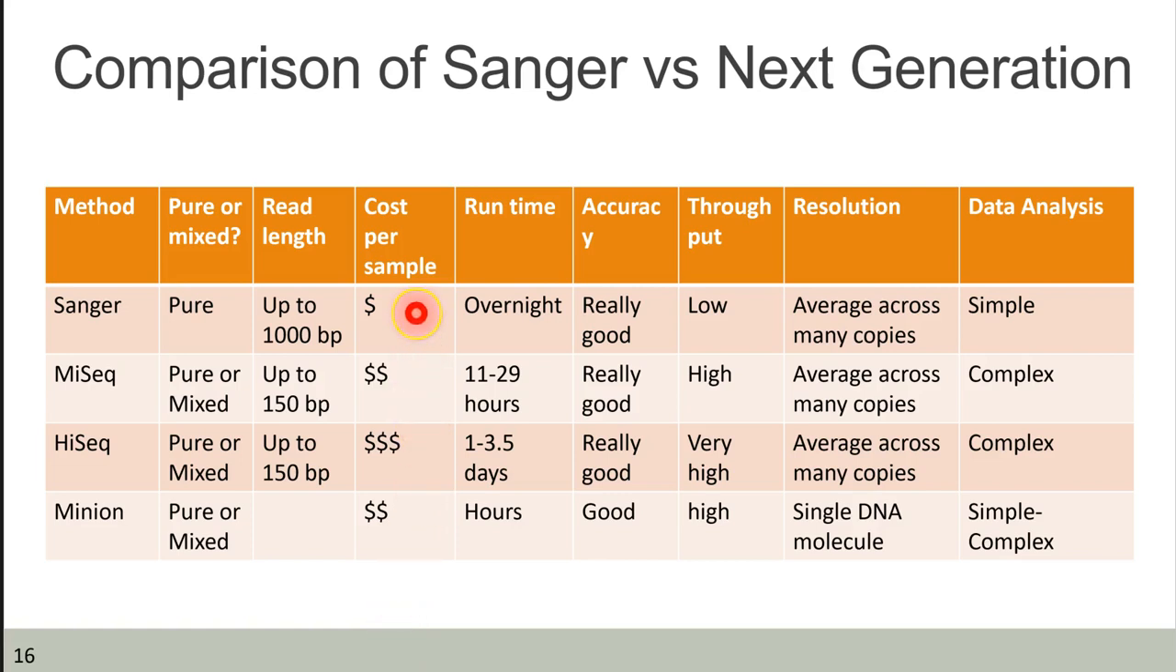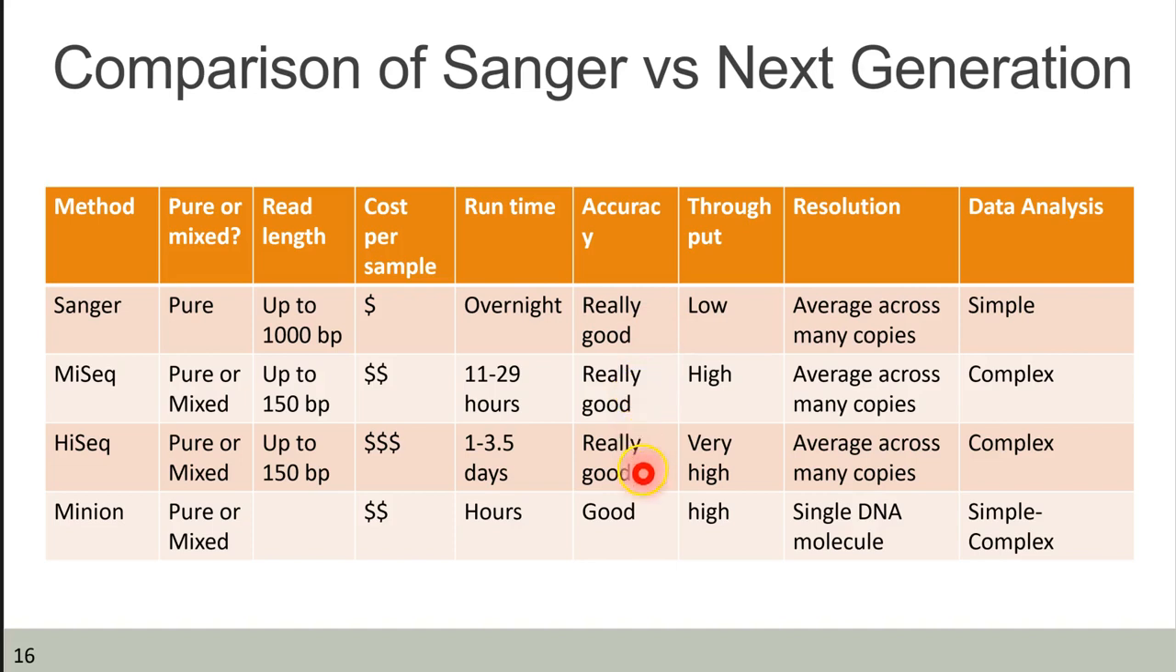The cost per sample is really cheap for Sanger sequencing. For MiSeq and HiSeq, it gets a little more expensive depending on how many samples you're running, which is why I just have $ and not numbers. And the MinION, it's somewhere around the same cost as MiSeq at this point. Sanger sequencing, the amount of time that it takes to sequence is roughly similar. HiSeq is longer. Accuracy is really, really good.